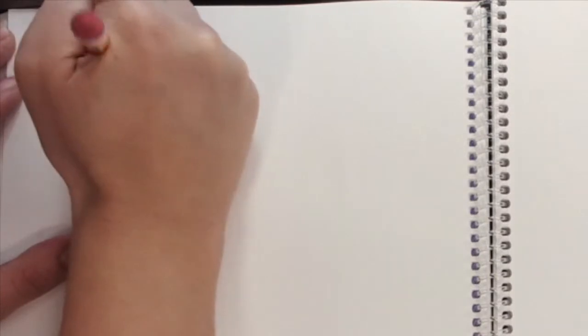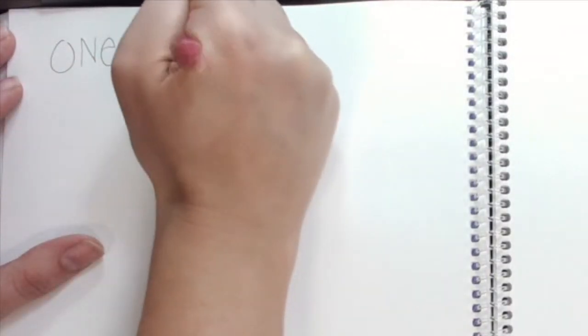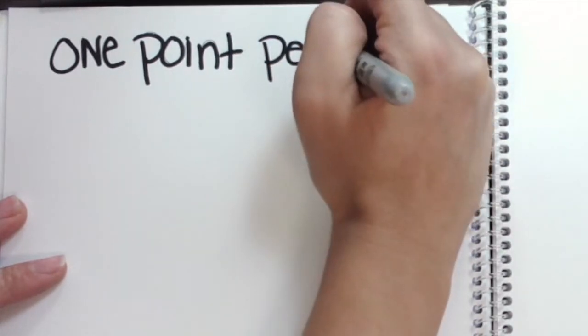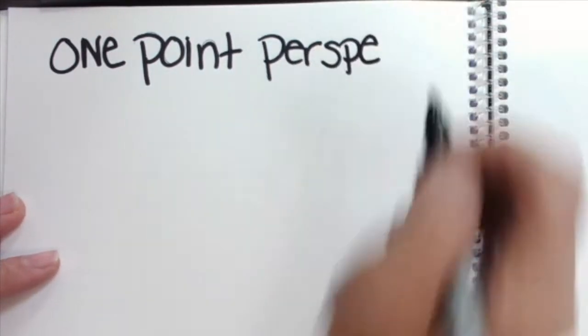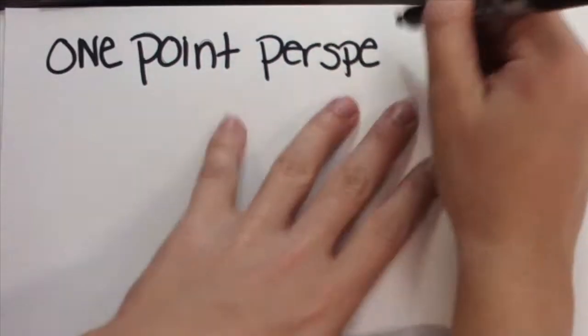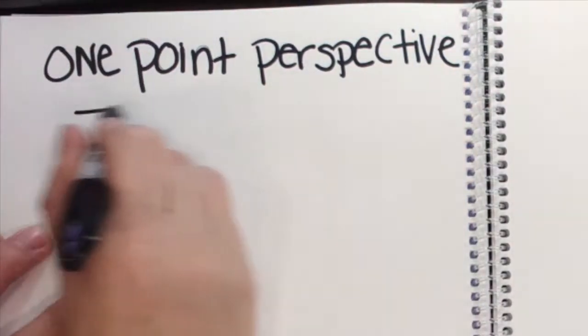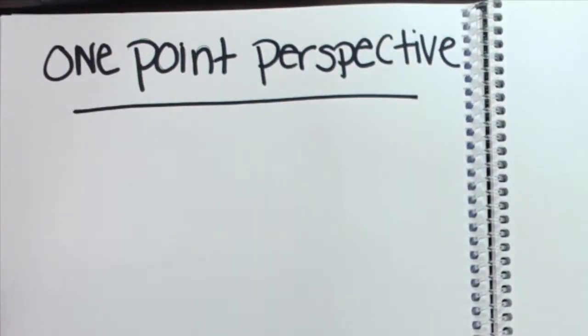So open up your sketchbook, and on the left side, we're going to write 1 point. This is going to be on 1 point. I'll draw that so you can see it better. 1 point perspec... Oh, hopefully I don't run out of room. Perspective. 1 point perspective. That's our word for this project.